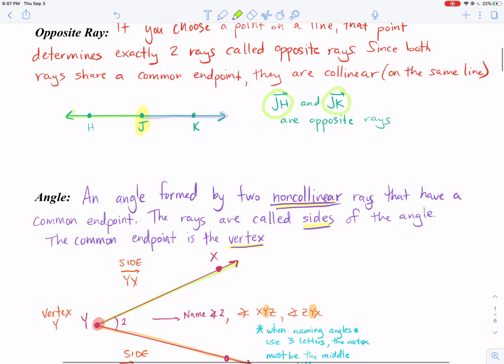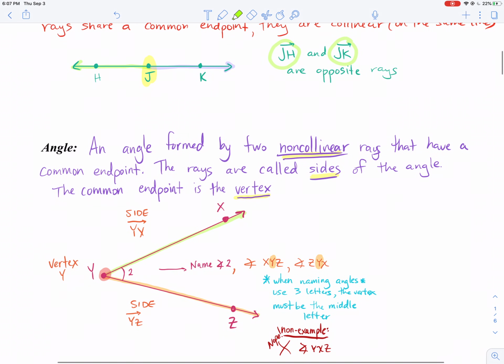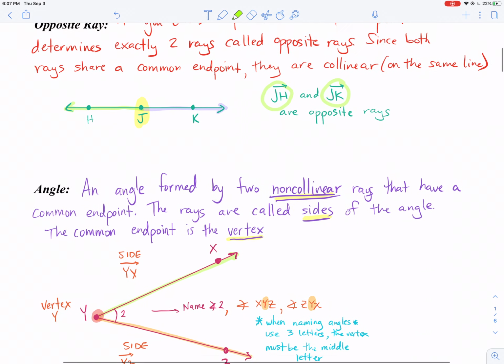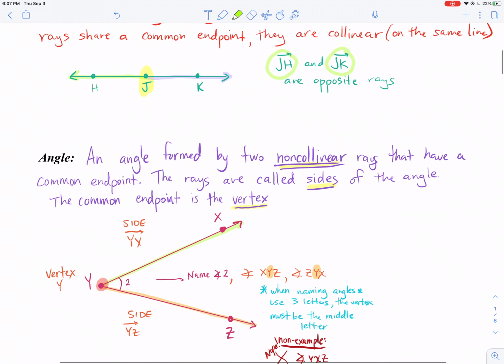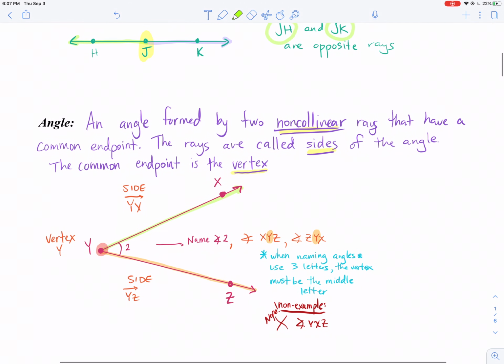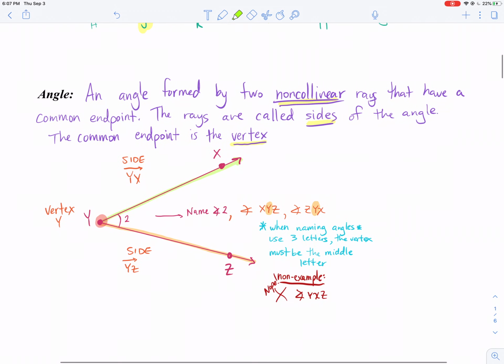All right, when I talk about angle, an angle is formed by two non-collinear rays. So different than when we were talking about opposite rays. They were collinear on the same line. An angle is when we have two non-collinear rays that have a common endpoint. The rays are called sides of the angle, and the common endpoint is called the vertex.